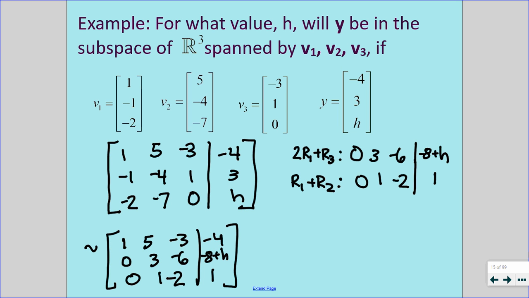Okay, and you might note that we have a scalar multiple here. One row is a scalar multiple of the other row, except for what is on the right side here. So I'm going to do R2 minus 3R3. So here I get 0, 0, 0.